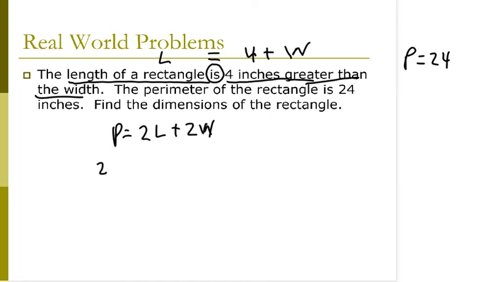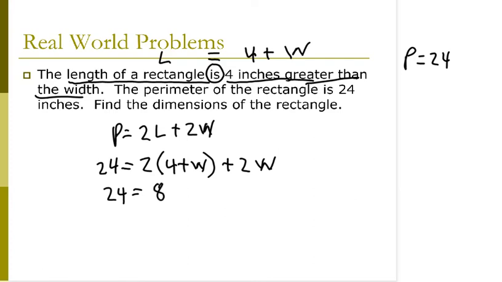We said that we could replace the L with 4 plus W. So we're going to do that. 2 times the quantity of 4 plus W, and this 2W is going to be exactly the same. So we still have this plus 2W. So now we have an equation that we can solve. Let's apply the distributive property. So we have 24 equals, let's see, 2 times 4 is 8, 2 times W is 2W. So we're going to rewrite this as 8 plus 2W plus the 2W that we already had here.